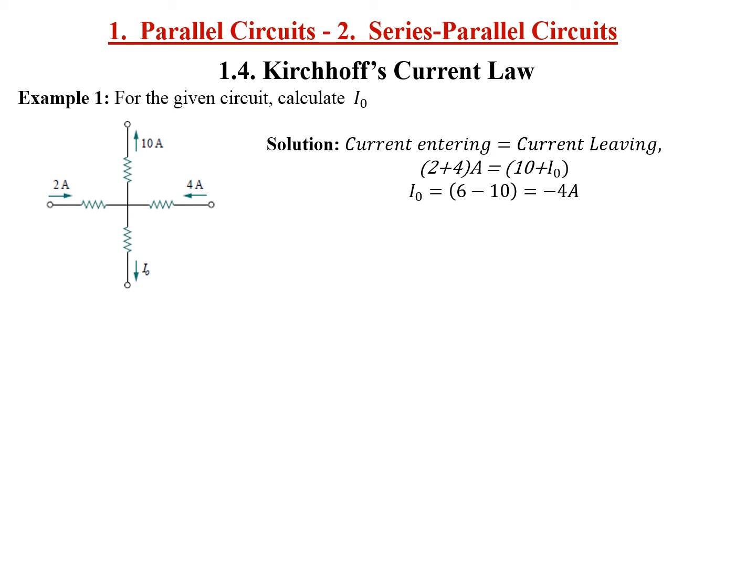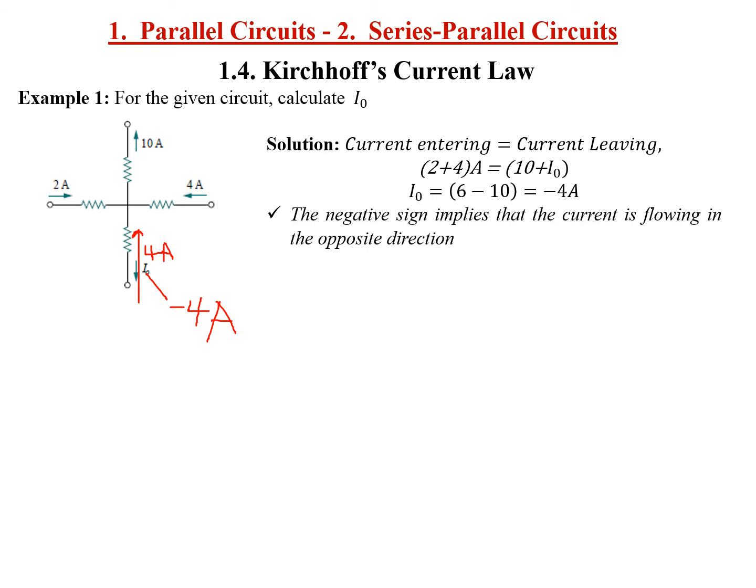What it simply means is that I0 is actually flowing in a direction different from what we assumed. So in reality, I0 is flowing in that direction. And if you write it that way, then I0 is equal to 4 amps if it is going in the direction of the arrow. But in this case, our I0 is minus 4 amps because of its direction. Remember, current is both magnitude and direction, right? So the negative sign implies what I was explaining there.